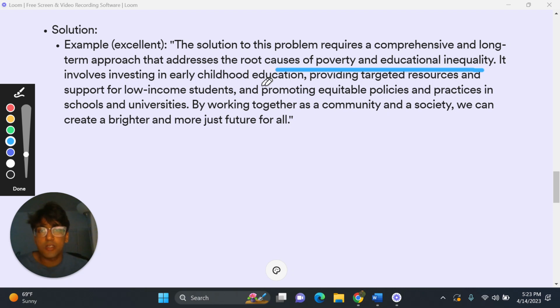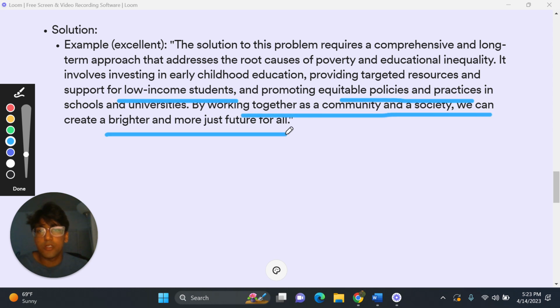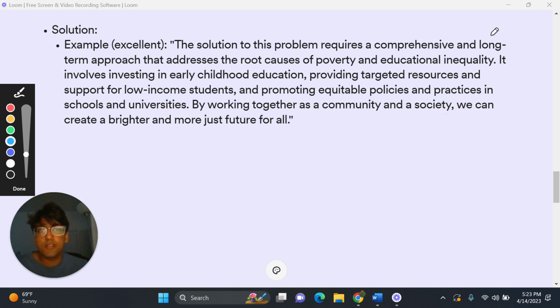It involves investing in early childhood education and providing targeted resources and support for low-income students, and promoting equitable policies and practices in schools and universities. By working together as a community and a society, we can create a brighter and more just future for all. So you can see that this person is talking about the solution at a pretty large scale, at a social scale.